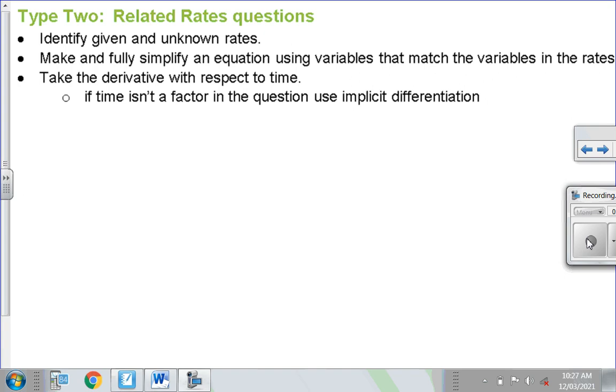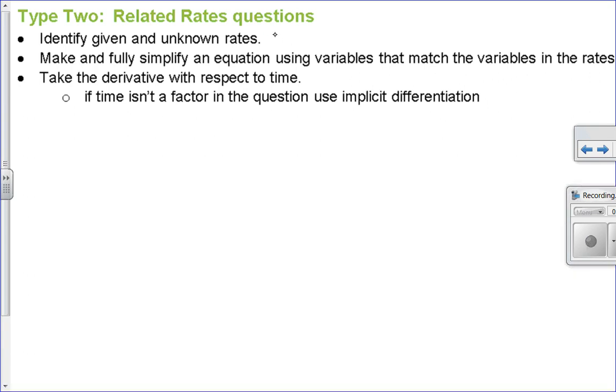So here's my recommended step for these types of questions. I want you to identify given and unknown rates. Remember, you're only allowed one unknown. So there might be some cases where you have to do some rearranging of equations to come up with an equation that only has one thing you don't know.